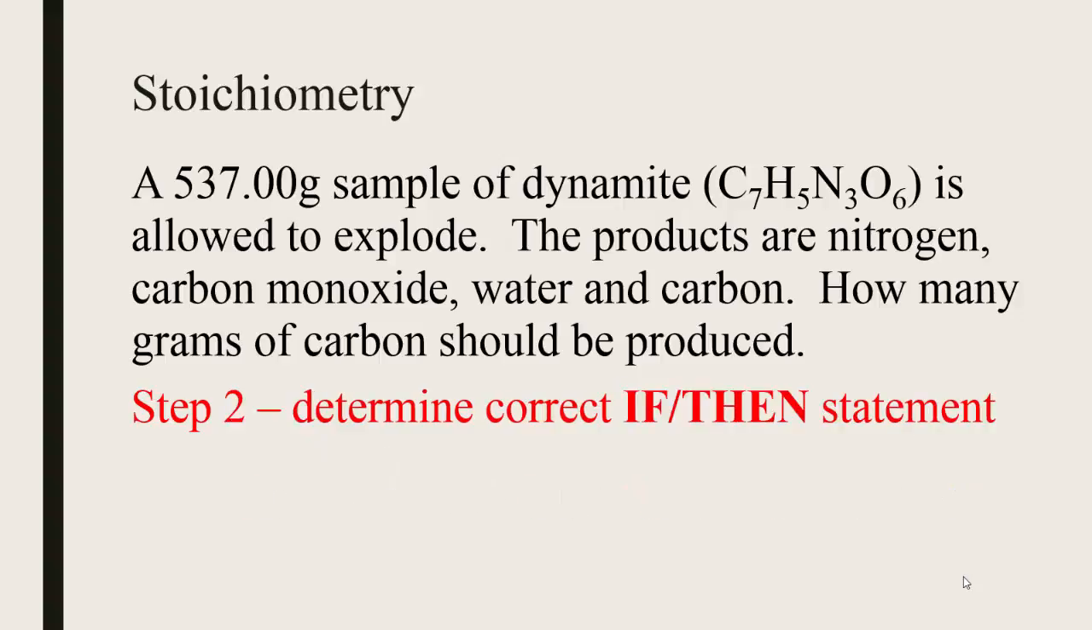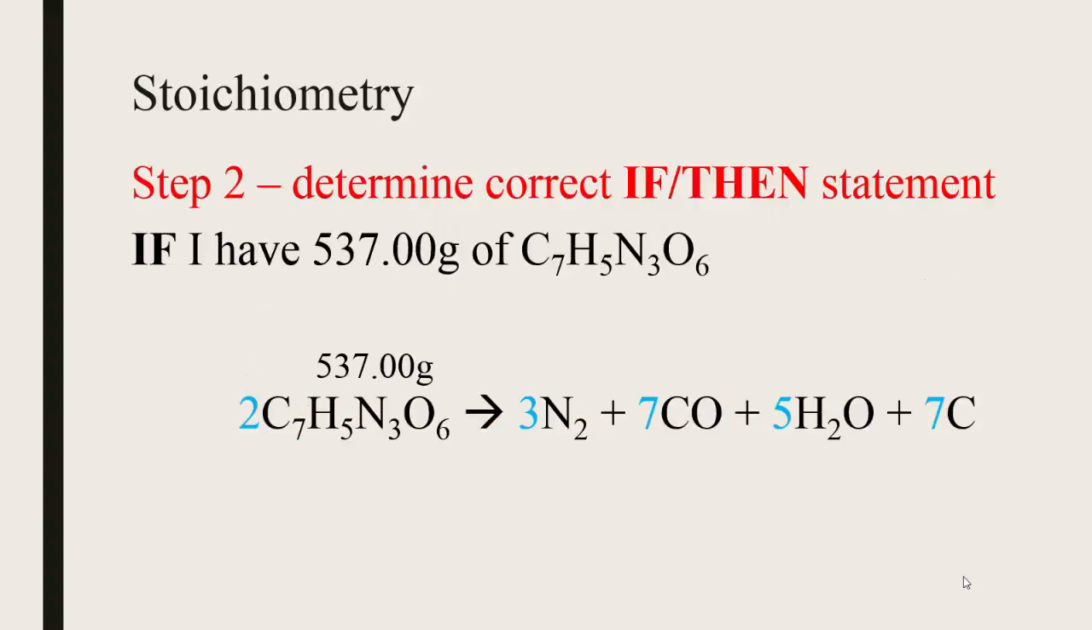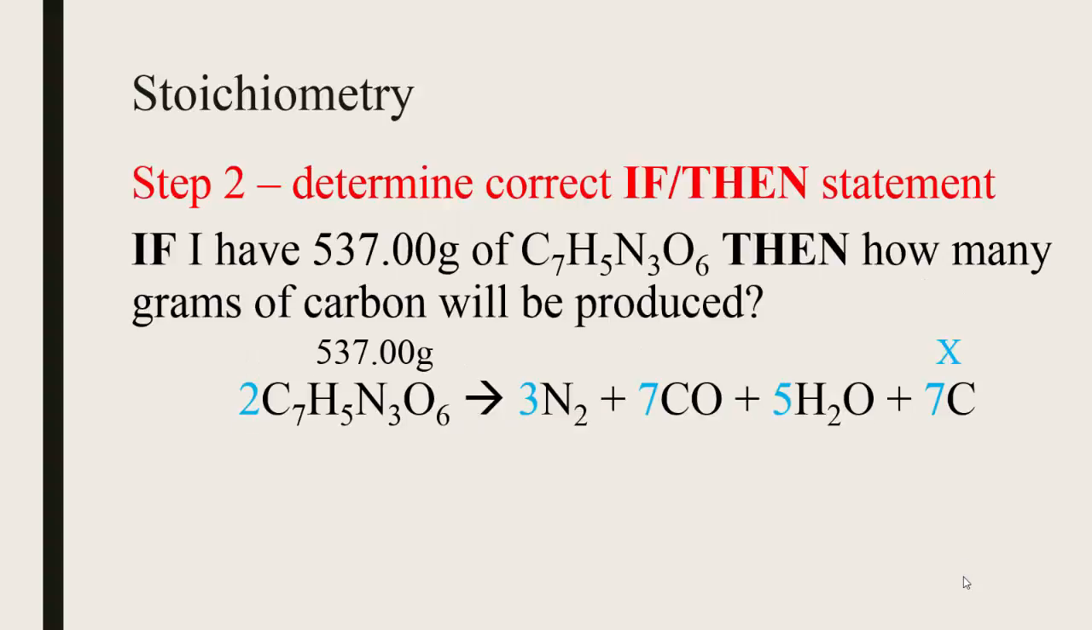We need to determine the correct if-then statement. If I have 537 grams of trinitrotoluene, then how many grams of carbon will be produced? I don't know. So I put an X in the grams place above the carbon.